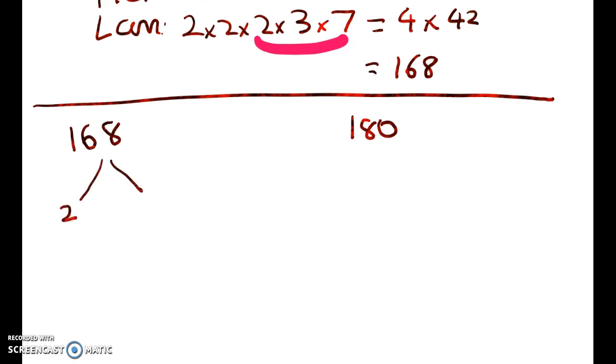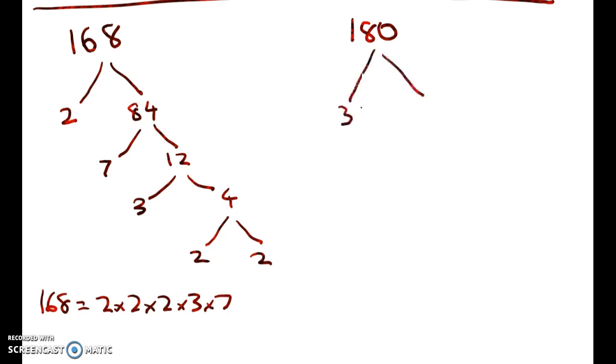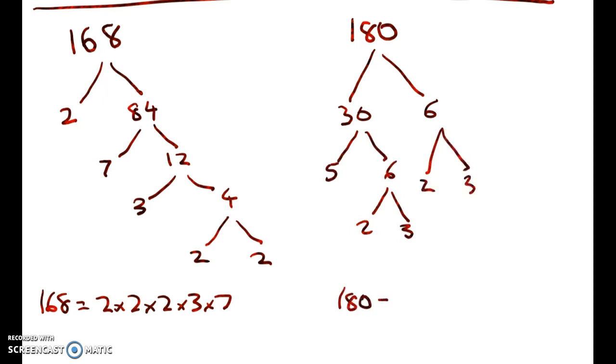So we've got 2 here, and 84, 7 12s, 3 4s for the 12, and off we go. We've got 2 2. So 168 is equal to 2 times 2 times 2 times 3 times 7. Now let's do 180. 30 times 6. I've got 5 times 6 here, 2 times 3 here, and 2 times 3 here. So 180 is 2 times 2 times 3 times 3 times 5.